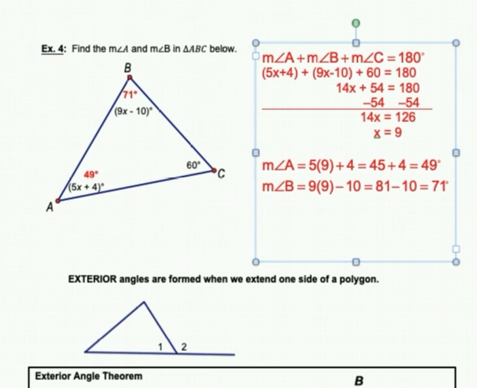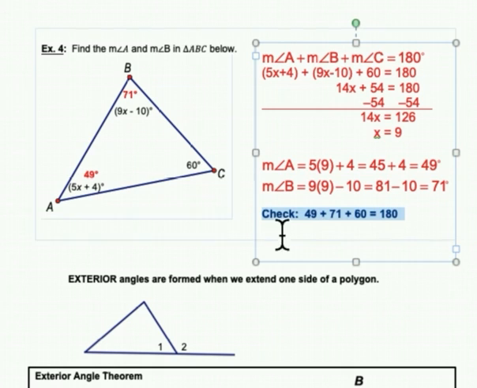And I always like to double check my work. So I'll add those three angle measures together to make sure they add up to 180. And 49 plus 71 plus 60 does add up to 180. So that is correct.